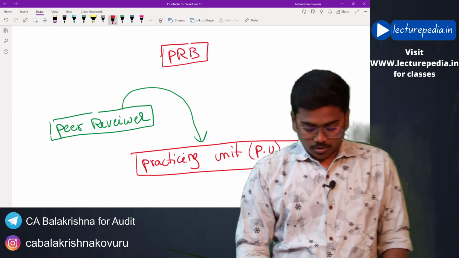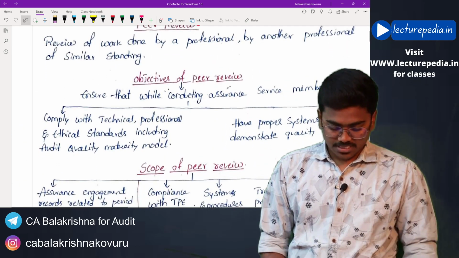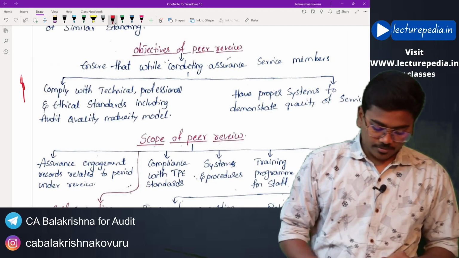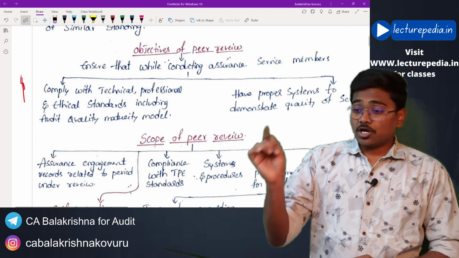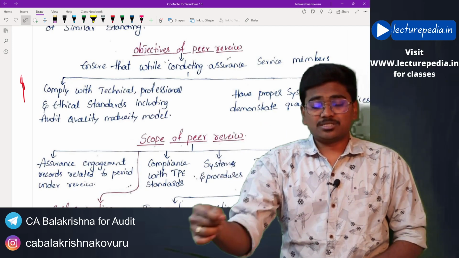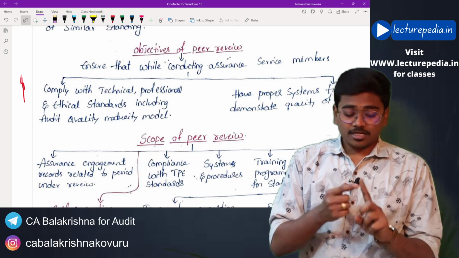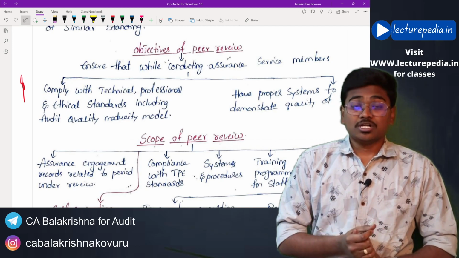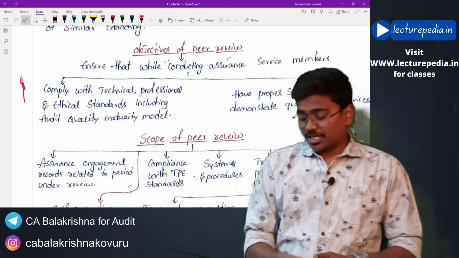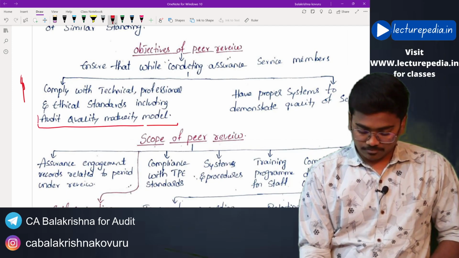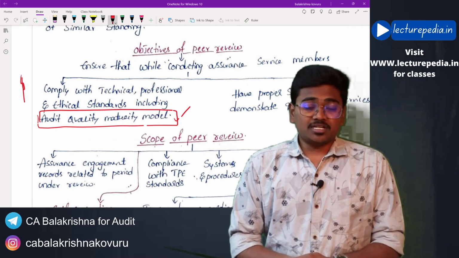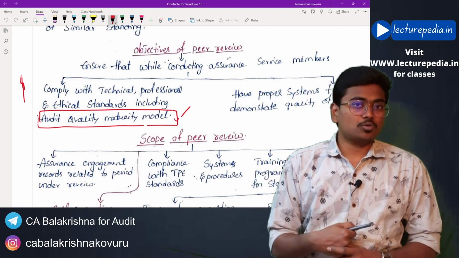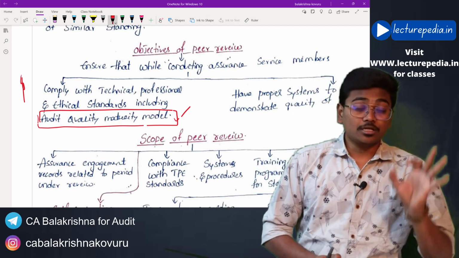Hope this is clear. Now, there are certain objectives that have to be achieved by the peer reviewer. While the peer reviewer is conducting a review of the audit firm, he has to ensure that the audit firm, while conducting assurance engagements, has complied with all technical, professional and ethical standards. Along with these three, the peer reviewer should also verify whether the audit firm has complied with the audit quality maturity model. This is the amendment. This is recently introduced, wherein the peer reviewer has to review whether the practicing unit has complied with this audit quality maturity model. If you want to understand what the audit quality maturity model is, I have explained it in detail in the amendment lecture. You can watch it.